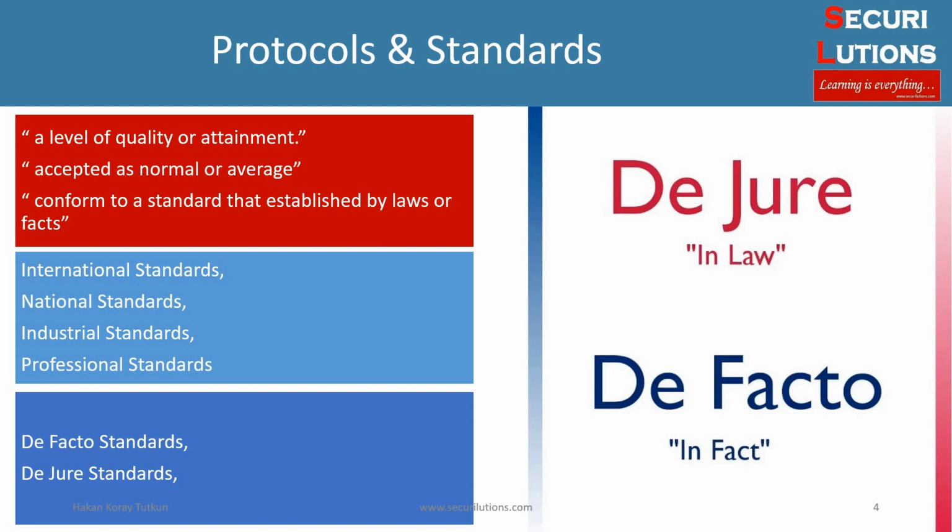De jure standards, the standards in this group, are approved by the official committees, legal standard boards, or national and international organizations. The OSI, which is the Open Systems Interconnection 7-layer reference model, approved by the Internet Engineering Task Force organization, and the ISO, which is the International Organization for Standardization, are examples of the de jure standard.